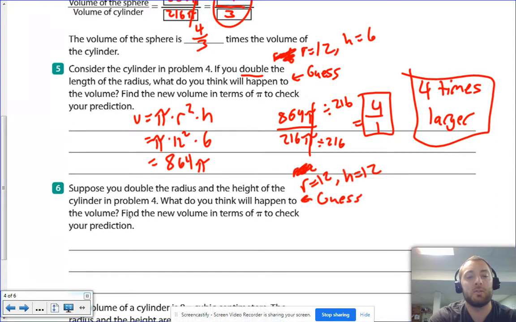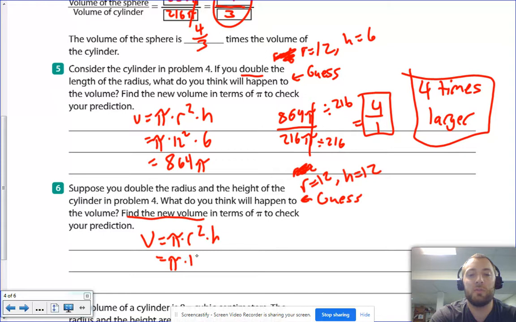And now we're going to find it. So find the new volume in terms of pi to check our prediction. So whatever your prediction was, we'll see if it's right. So volume of this cylinder now, pi r squared times height. The radius is 12, so 12 squared, times the height of 12. So really we're doing 12 times 12 and then times 12 again. So 12 times 12 times 12 is going to be an even bigger number. 1,728 pi feet cubed.